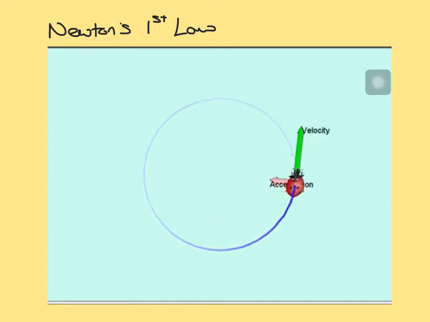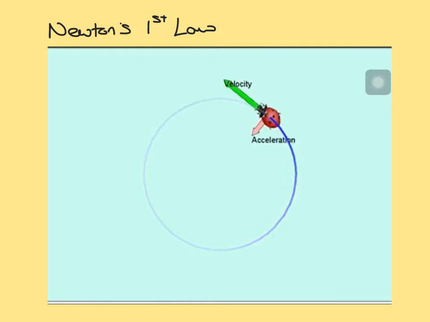If I pause this for a second, if we think about what you have to do here to get this velocity to change into this velocity, to change into this velocity, to change into that velocity, you need to keep accelerating it towards the centre of the circle. So the acceleration is towards the centre of the circle, and therefore the resultant force is going to act towards the centre of the circle as well.